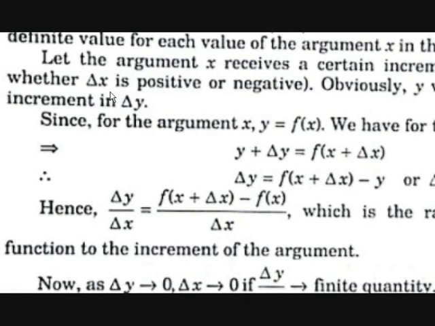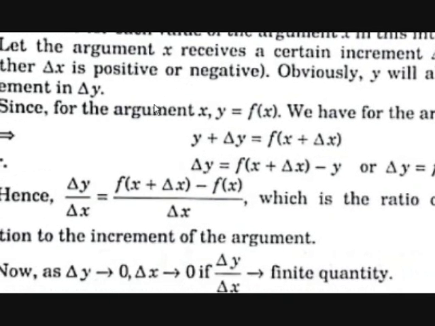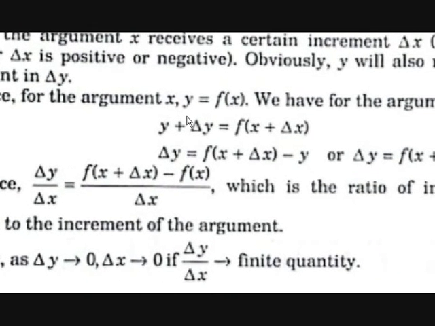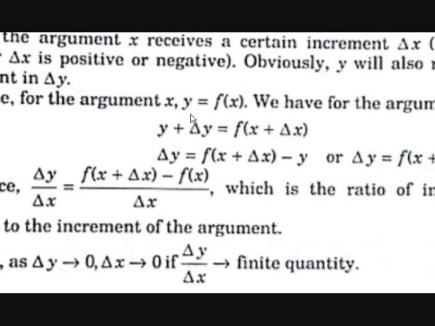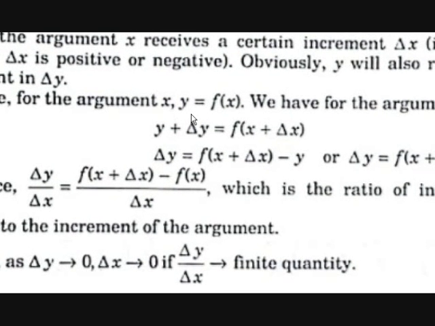X is increasing or decreasing in a particular way, and then y will also increase or decrease, right? Y may be constant too, but in most cases it will increase. Let that increment be delta y. If y does not increase, delta y will be 0. So, since y is equal to f of x, y is a function of x.